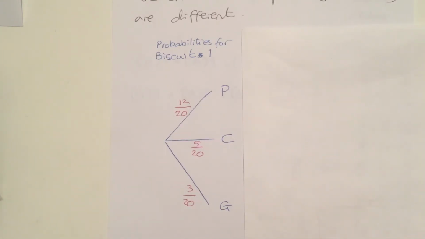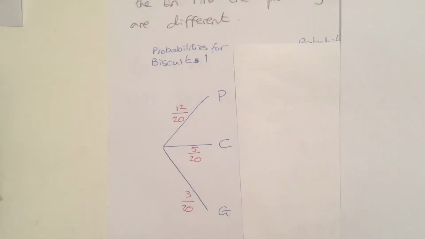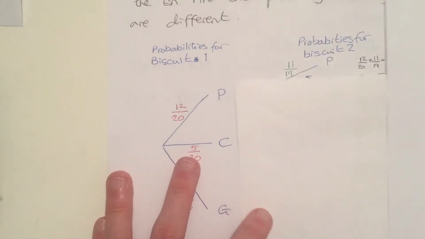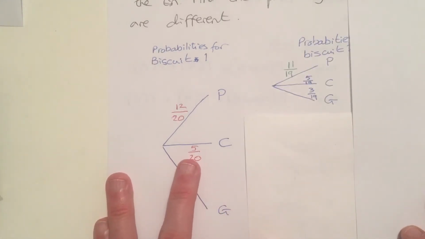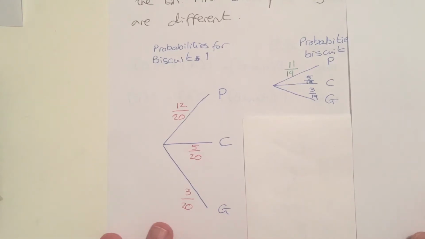So that's the easy bit. Now we're going to move to the probabilities for biscuit 2. So we are first going to focus on the probabilities of that second biscuit being plain.